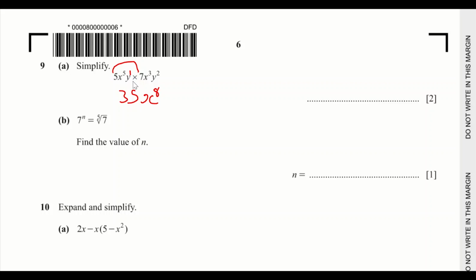Then y to the power of 1 multiplied by y to the power of 2. We also apply the multiplication law of indices. That will be y to the power of 1 add 2, so that will be 3. So the final answer here will be 35x to the power of 8, y to the power of 3. Then part B, 7 to the power of n equals the fifth root of 7. We can rewrite this as 7 to the power of n equals 7 to the power of 1 over 5. So 7 cancels 7 because they have the same base, then n equals 1 over 5.